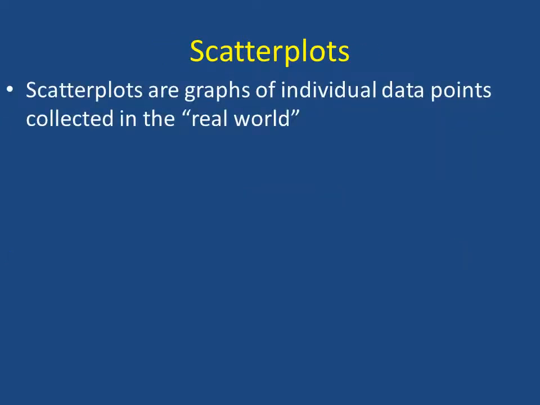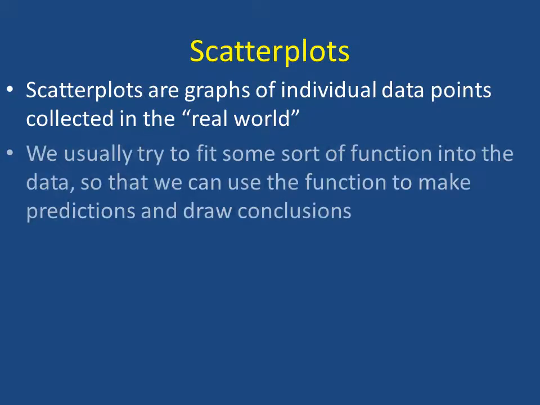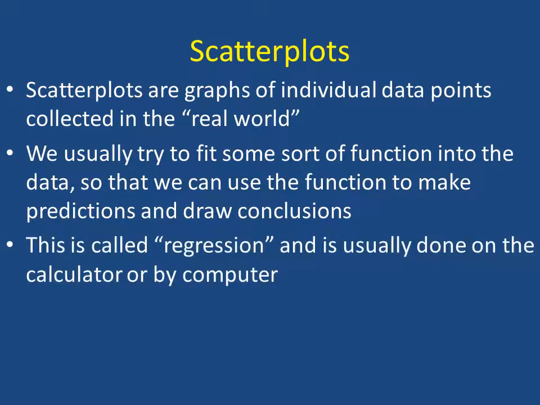Let's talk about scatter plots now. These are graphs of individual data points collected in the real world. Usually we try to fit some sort of a function into the data so that we can use the function to make predictions about the data and draw conclusions. When we do this, that's called regression. It's usually done on the calculator or by computer, but for some scatter plots, for lines especially, it can often be done by hand.